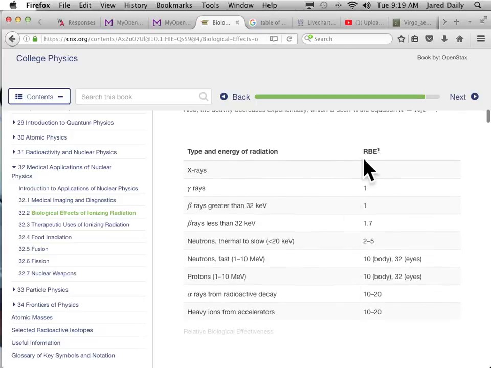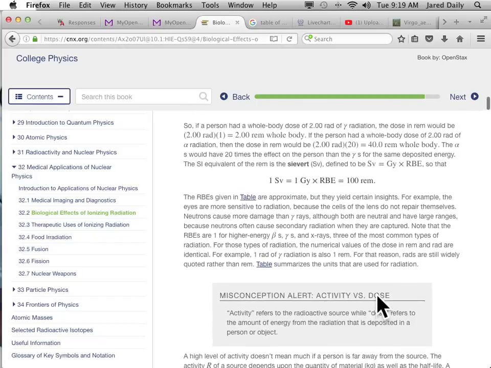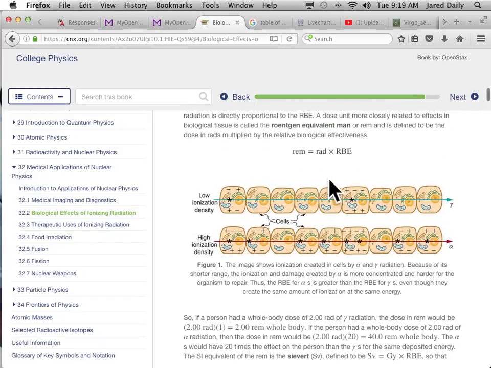So if it's an X-ray, then it's an RBE of 1, gamma rays RBE 1, beta rays greater than 32 kiloelectron volts 1, beta rays less than 32 kiloelectron volts 1.7, and then all these other ones have slightly different RBEs, and it depends also on what part of the body. In many cases, for example, the eyes have a much higher RBE than the body, and what that does is it increases the number of REMs. If you have radiation hitting the eyes, it affects them more rapidly. It affects them more readily because the eyes have a higher RBE.